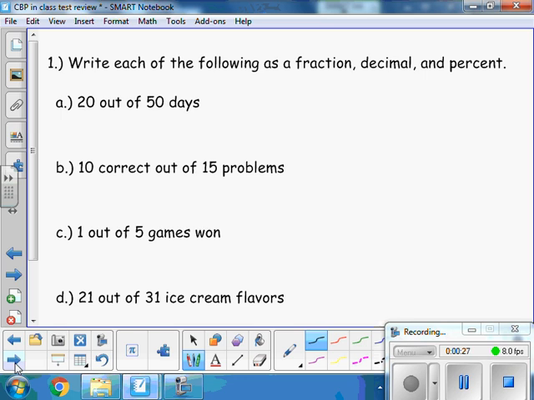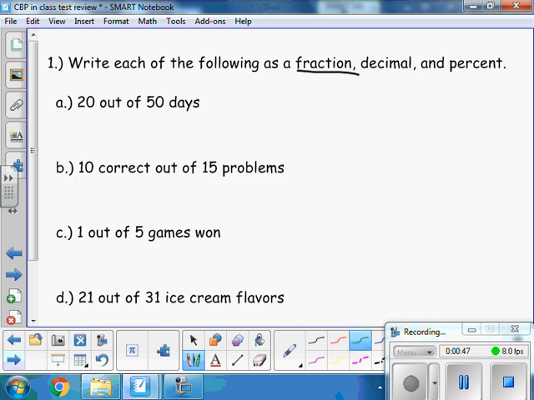Number one, write each of the following as a fraction. So let's do fractions first. I've got 4 problems up here. Let's write all 4 as fractions. So why don't you press pause, write them all as fractions, and press play and see how you did. Just press pause. There you go.